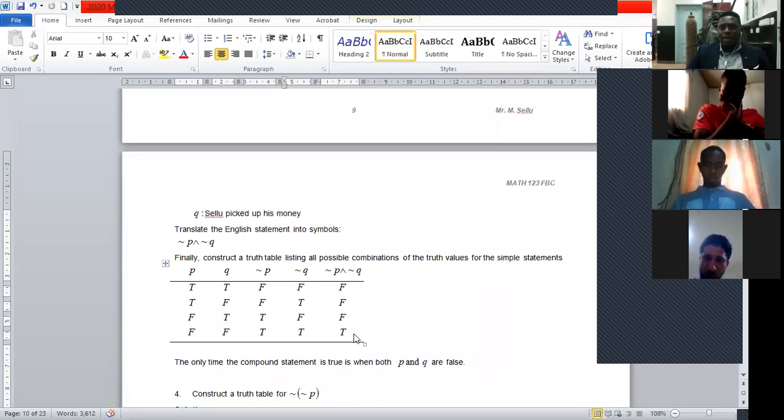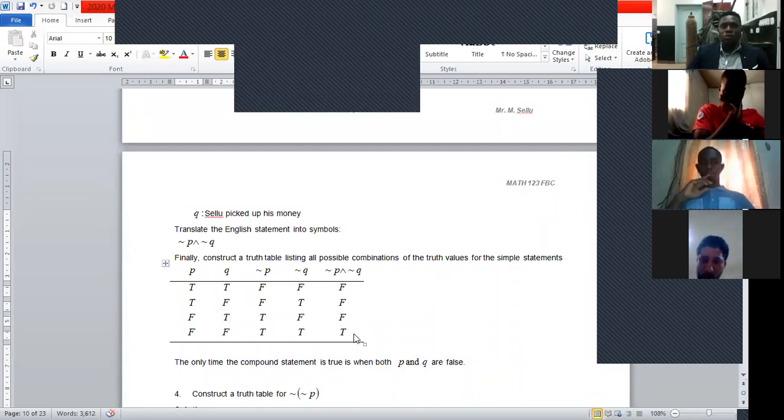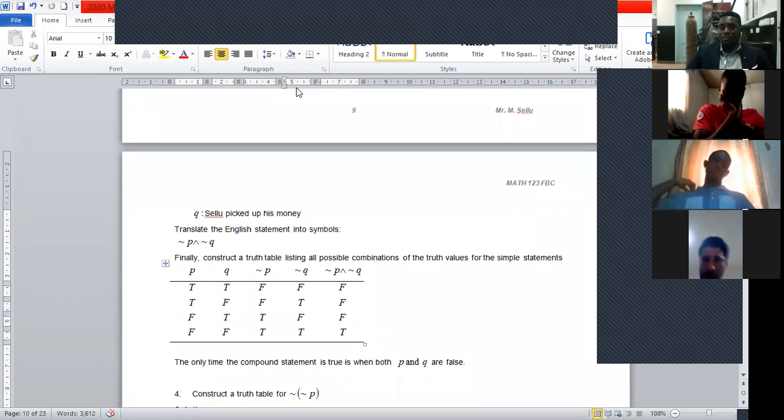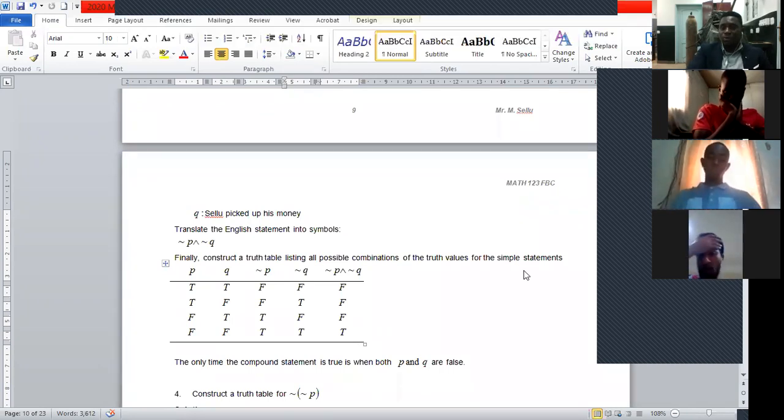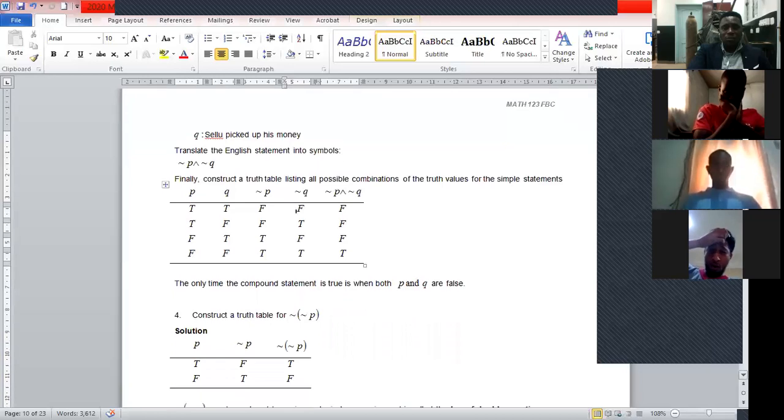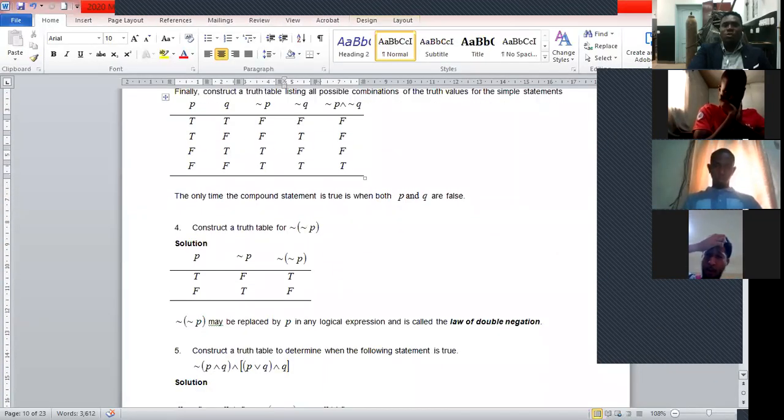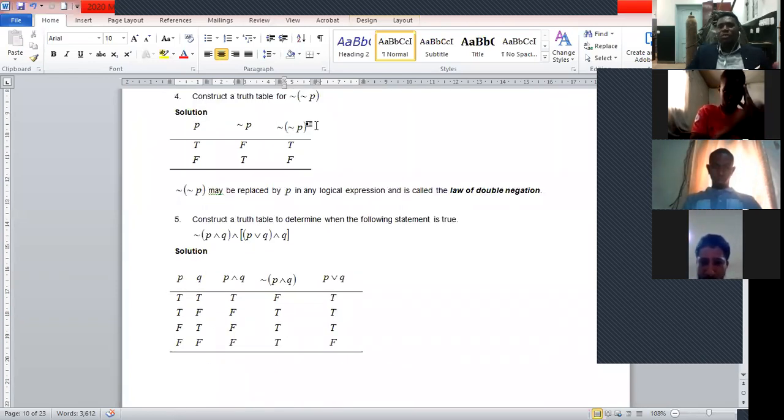I have done the truth table for that compound statement. Here also, say you are asked to do the truth table for this compound statement. In any test or exam, you should construct a truth table for that statement: the negation of what? P. The negation of the negation of P.